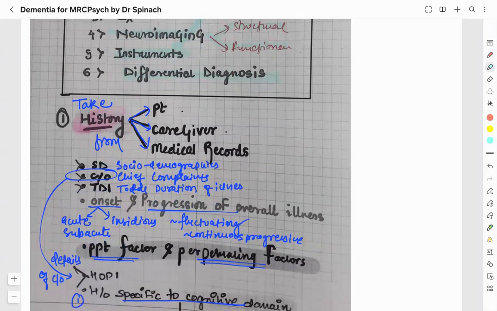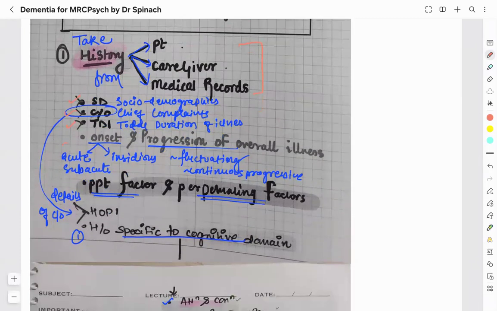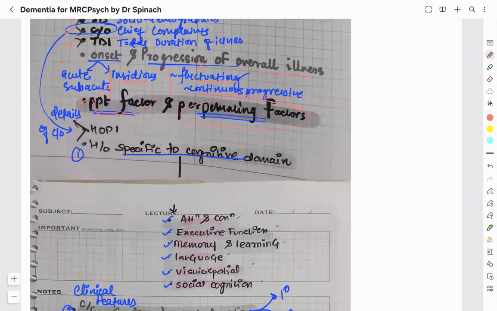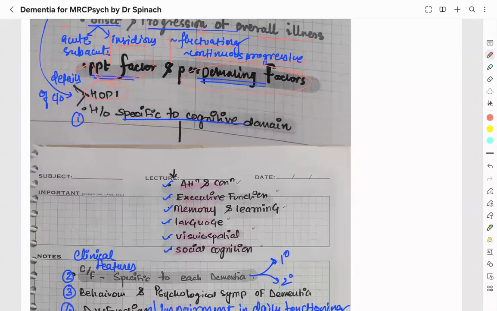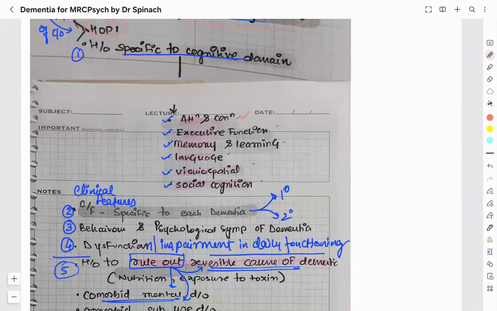So the first thing that we do is take history from the patient, caregiver, and medical records. Note down the socio-demographics, chief complaints of the patient, total duration of illness, onset and progression of overall illness, could be acute, subacute, could be insidious, in the progression, fluctuating or continuously progressive. Then we look into the precipitating and perpetuating factors of the dementia. Then we go into details of presenting complaints, and under that we also look into history of specific cognitive domain. How is attention and concentration affected? Are executive functions also affected? What about memory and learning, language?